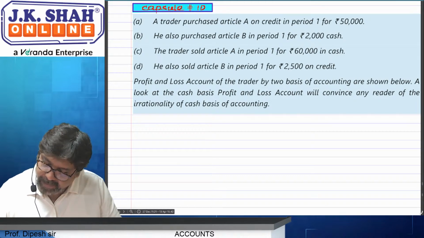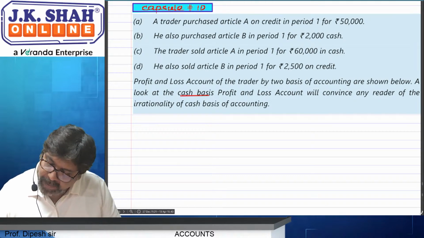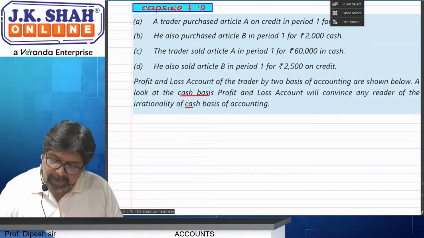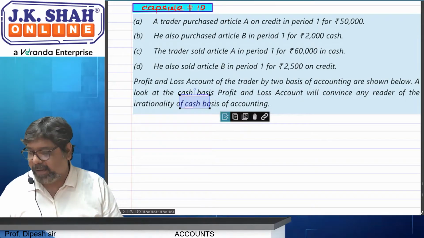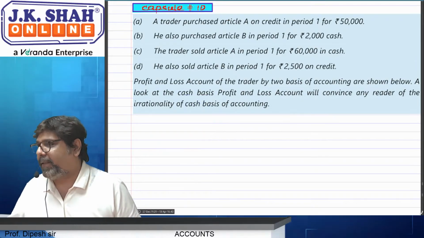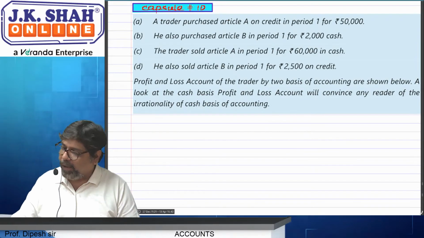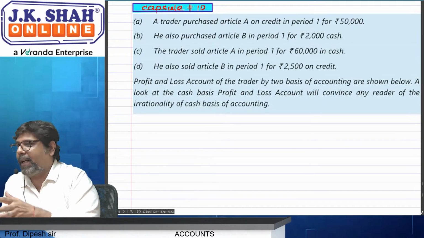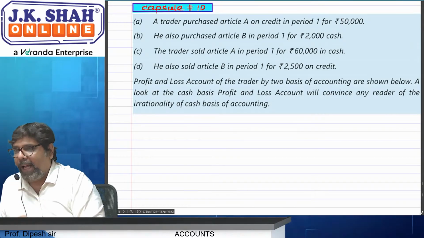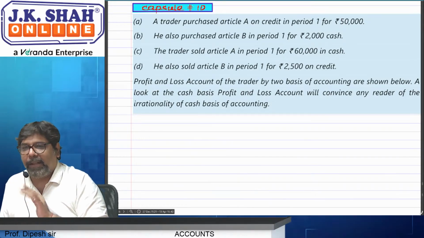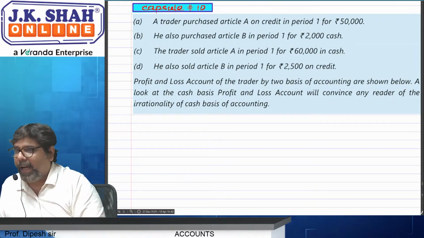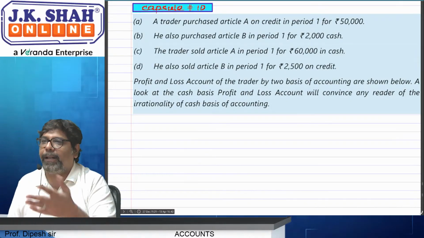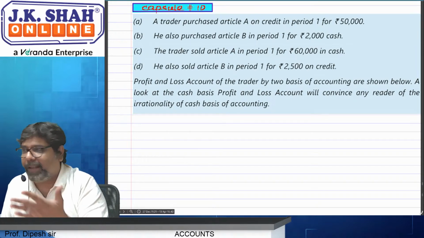Cash basis. Correct? Now chartered, you are supposed to prepare profit and loss account under two bases. Two bases मतलब cash basis and accrual basis. Cash basis में तो simple होगा. You will record cash inflow and cash outflow. 2 rupees आया, 5 rupees गया, 3 rupees loss.